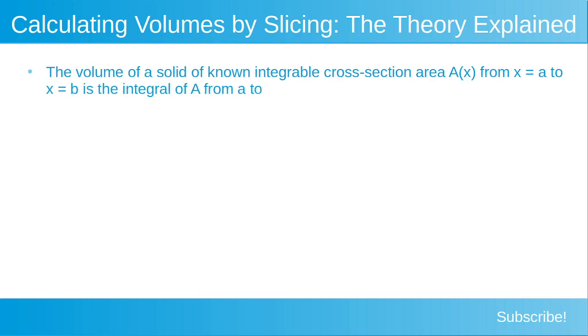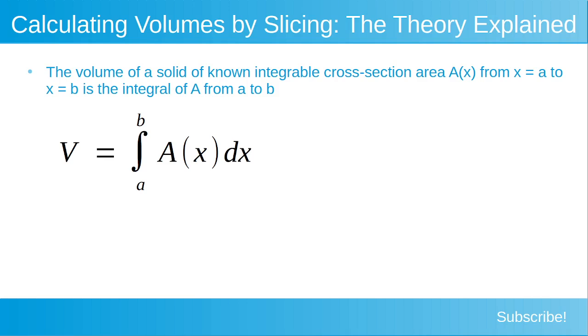And here's our main definition. The volume of a solid of known integrable cross-section area A of x from x equals a to x equals b is the integral of the function A from a to b. And our main equation is that our volume V is equal to the integral from a to b of A of x dx.